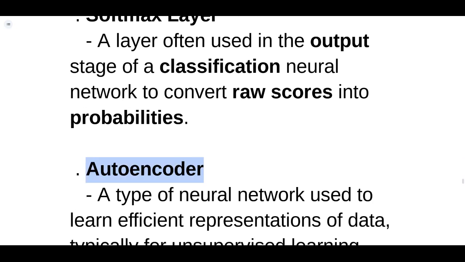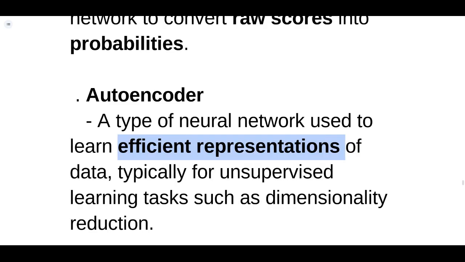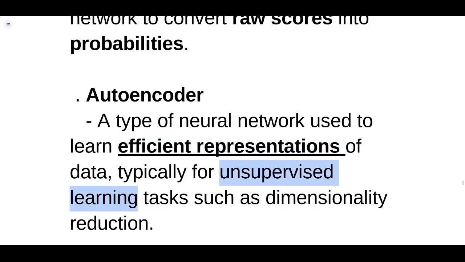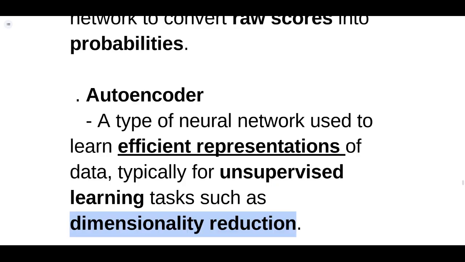Then comes the autoencoder. The autoencoder is a type of neural network used to learn efficient representations of the data, typically for unsupervised learning, such as dimensionality reduction.